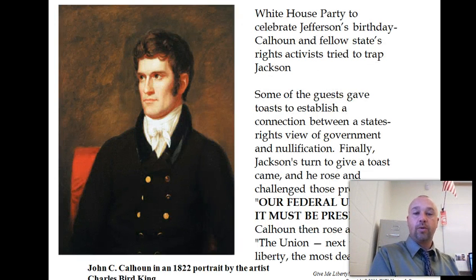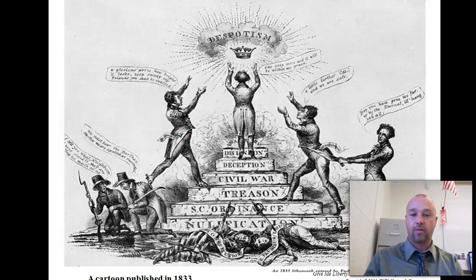There's John Calhoun, and at a White House party to celebrate Jefferson's birthday, Calhoun tried to trap Jackson on the nullification issue. Calhoun actually wrote 18 different toasts for people, and when it was Jackson's turn to give a toast, he's going to rise up and challenge everybody present, "Our federal union, it must be preserved." And Calhoun's going to rise up and say, "The union next to our liberty, the most dear." So these two did not get along as a result of this.